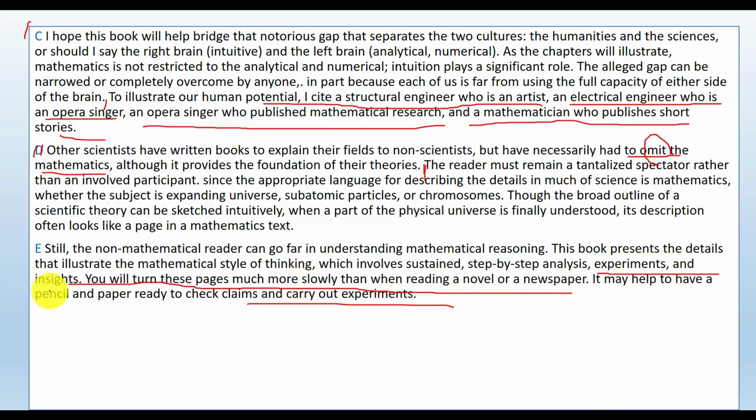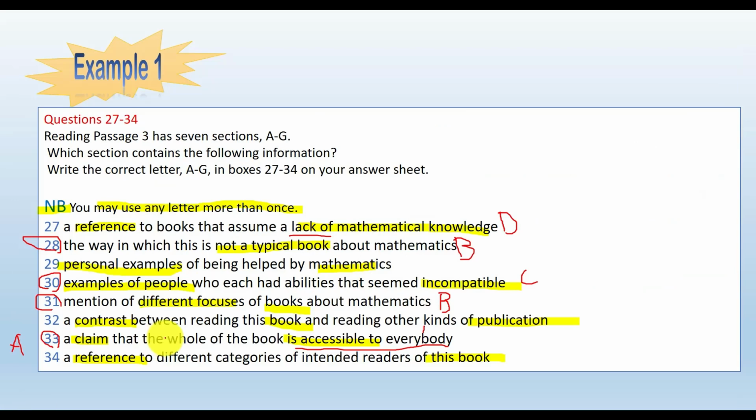It says that you will turn these pages much more slowly than when reading a novel or a newspaper, and it's a comparison between reading a novel or newspaper and this mathematical book. I remember that we had a comparison in our keywords, okay? Now, a contrast between reading this book and reading other kinds of publication. Now, that's the correct answer.